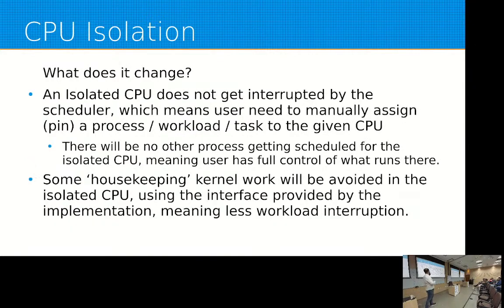What does it change? I've already gone through that. You have fewer interruptions here because your CPU is not running, like, 5 tasks. It's just running 1 or 2 tasks that you manually assigned there. So your real-time workload will have more CPU time and the processor fully available for it. So there are fewer scheduler interruptions, let's say.